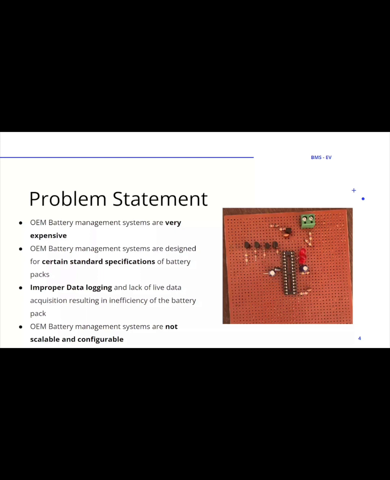They also tend to have improper data logging and lack live data acquisition, resulting in inefficiencies of the battery pack, thus making them non-scalable as well as non-configurable.